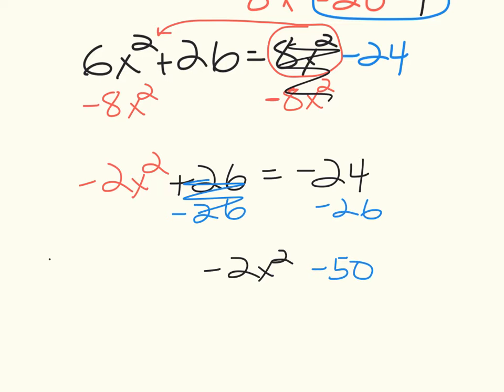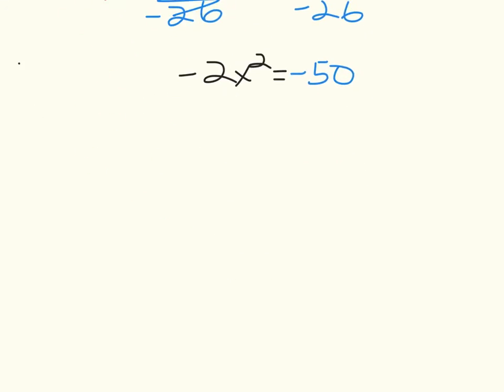Negative 2x to the power of 2 equals negative 50. Well, let's see, what's the opposite of times negative 2? That would be divide by negative 2. That goes away. And I get negative 50 divided by negative 2, which is a positive 25. You absolutely can write that plus sign if it helps you, but if you don't need it and you don't want it, you do not need to write it there.